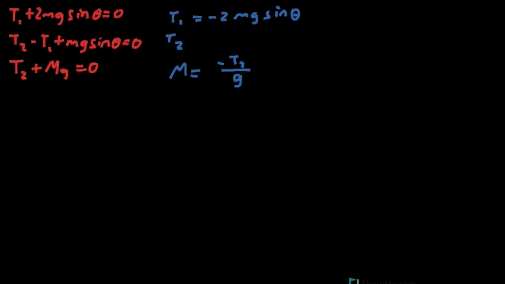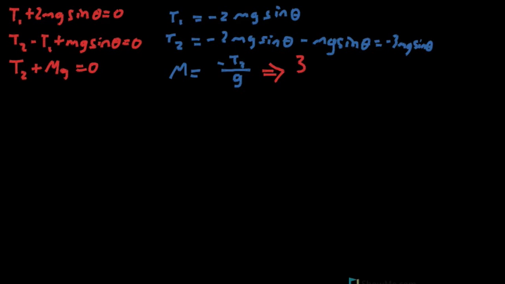T2 equals, well, if we bring T1 to the other side, that's going to be minus 2mg sine theta. And if we bring minus mg sine theta to the other side, well, that's just going to be minus mg sine theta, which makes this equal to minus 3mg sine theta. And now we can see that M, which is minus T2 over g, is really just 3m sine theta.